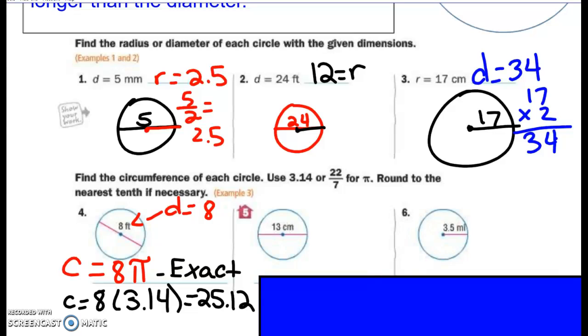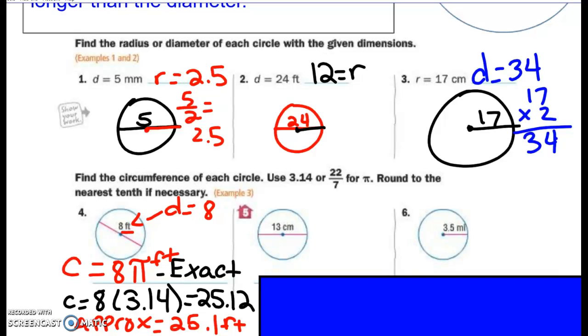And it told me to round to the nearest tenth. So that means the approximate circumference of this circle is 25.1 if I round to the nearest tenth. And I forgot my unit, which I always do. It's going to be feet, because that's the unit that was given in the example.